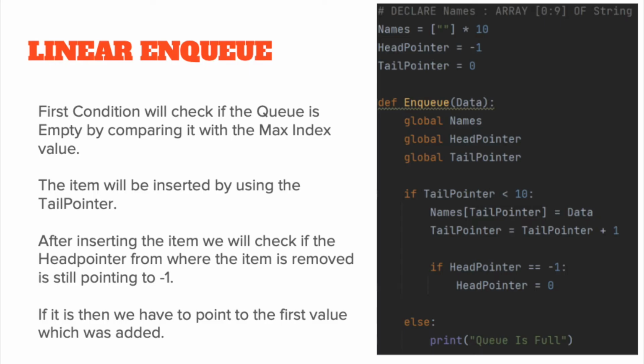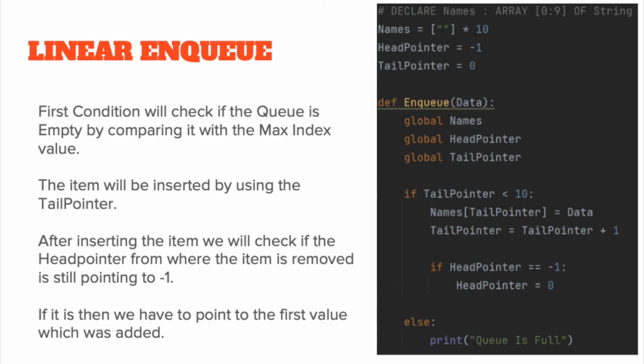And then we will define our enqueue function, and we have to add some data in. That's going to be in the brackets. And we're going to take names, head pointer and tail pointer as global variables. So that's going to be imported into the function. And then we're going to have a condition which is going to check if the queue is full. So if the tail pointer is less than 10, which is the max index value, then we insert the item using the tail pointer. So names bracket tail pointer is going to be the data value, and tail pointer is going to be incremented by 1.